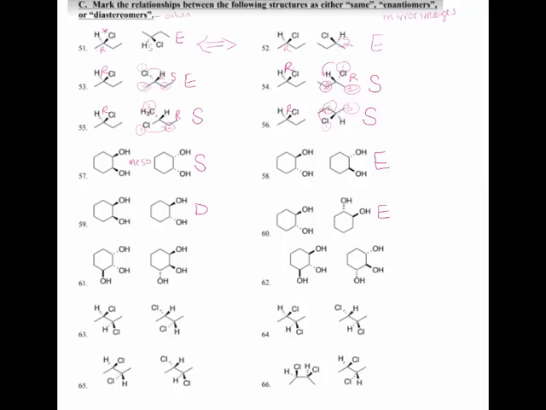Here, in 61, we have three asymmetric centers. Without figuring out all of the asymmetric centers here, what I see when I look at them is they're equivalent. This one's to the rear, this one's coming out. This one's to the rear, this one's coming out. This one's coming out, this one's to the rear. They are directly opposite one another. And because they are directly opposite one another, these are enantiomers.